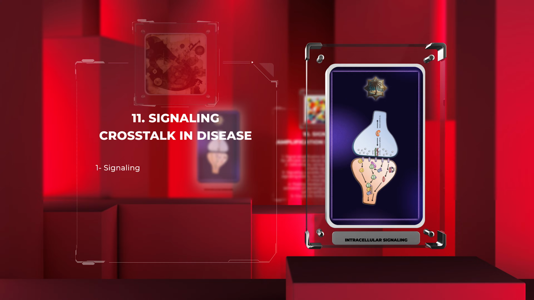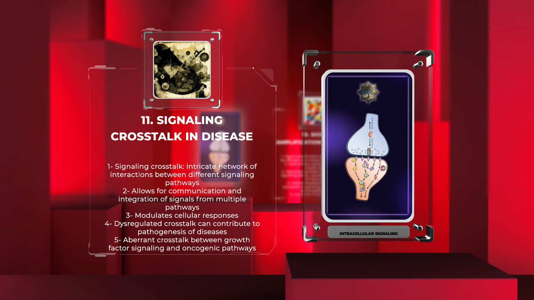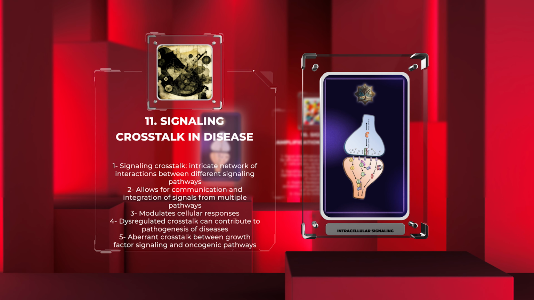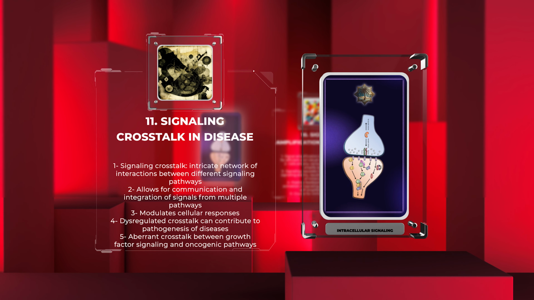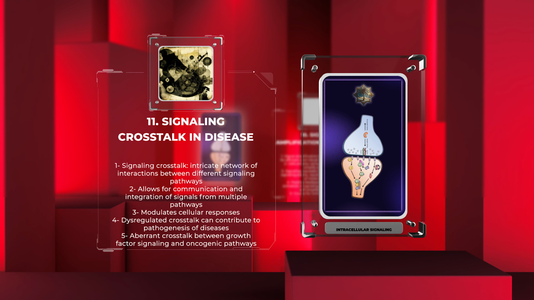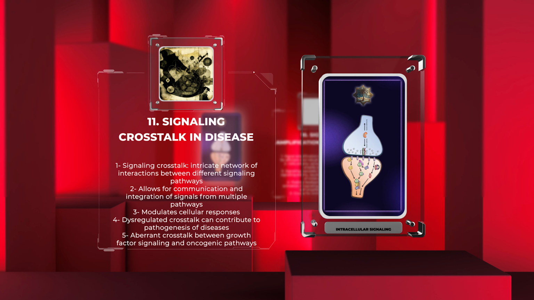Signaling crosstalk refers to the intricate network of interactions between different signaling pathways within cells. Crosstalk allows for communication and integration of signals from multiple pathways, thereby modulating cellular responses. However, dysregulated crosstalk can contribute to the pathogenesis of various diseases. For example, aberrant crosstalk between growth factor signaling and oncogenic pathways can promote uncontrolled cell proliferation in cancer. Understanding the complex signaling crosstalk in disease is crucial for the development of targeted therapies and interventions.